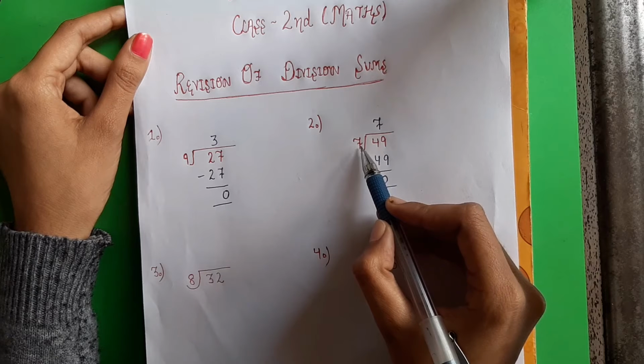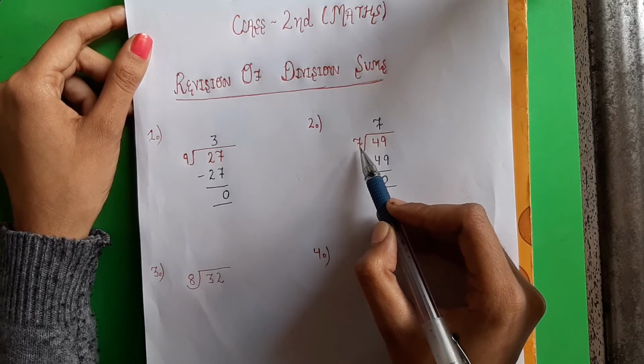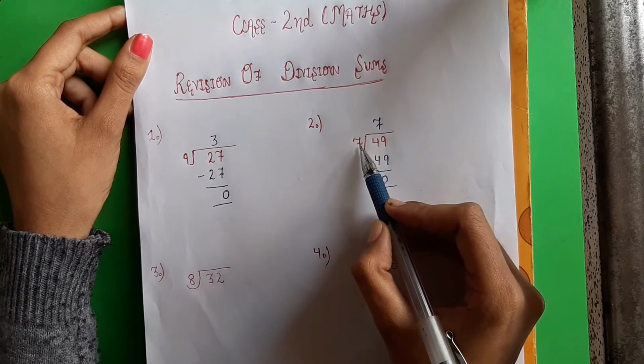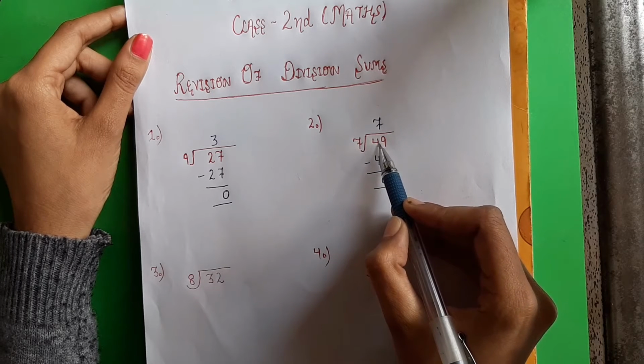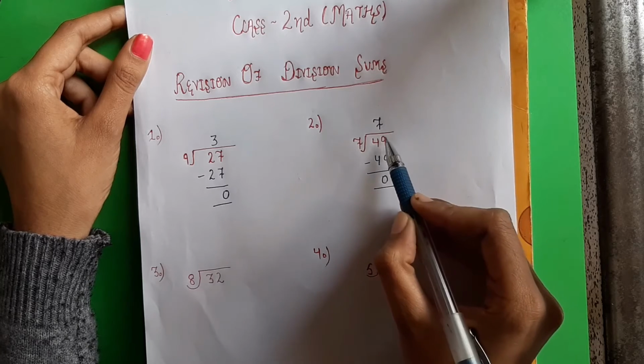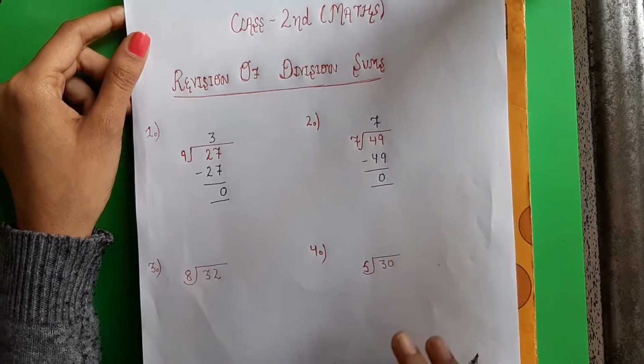7 1 is 7, 7 2 is 14, 7 3 the 21, 7 4 the 28, 7 5 the 35, 7 6 the 42, 7 7 the 49. So 7 के टेबल पे 49 कहाँ पे आता है? 7 पे. So we will put 7 here and 49 here. Now we will subtract 49 minus 49, that is 0.